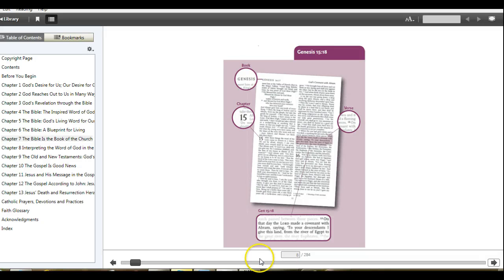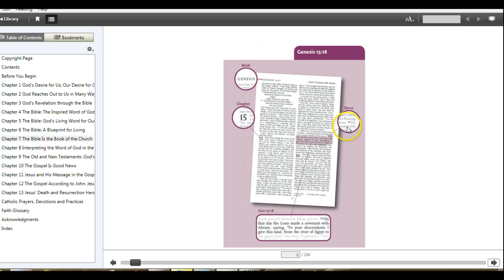I'm on page 8 of your textbook, and you see an example of a page of scriptures. Here again, up at the top, you have Genesis, the book of Genesis. Then you have the bold, large number, that's the chapter, and then you have the smaller numbers, and those are the verses. So that's the way you look up scripture. This is Genesis, chapter 15, verse 18.